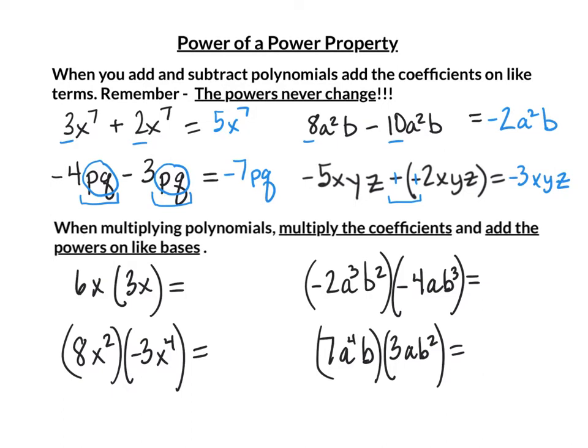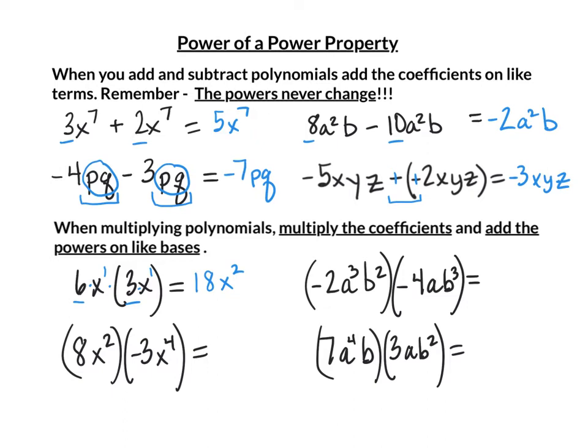Multiplying. When you multiply polynomials, you multiply the coefficients and add the powers on like bases. Coefficients are 6 and 3. This is times everywhere. This is 6x, which is 6 times x, times 3x, which is 3 times x. I can multiply in any order and I get the same answer. 6 times 3 is 18. Multiply the coefficients, add the powers on like bases. X to the first times x to the first is x to the second.